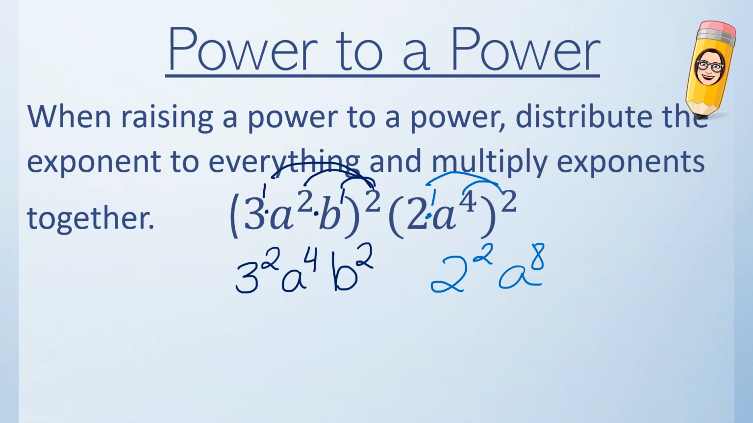Now that I've removed parentheses, I have 5 bases. Let's simplify what we can. I know that 3 squared is 9. I know that 2 squared is 4. These are all being multiplied. A to the 4th times a to the 8th. When we multiply like bases, we add the exponents. And then there's only a single b base, so it's going to hang out.